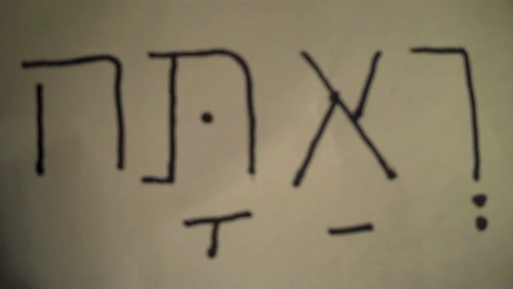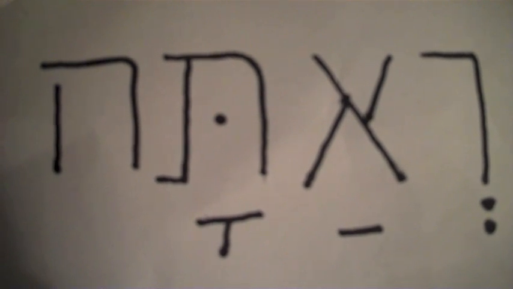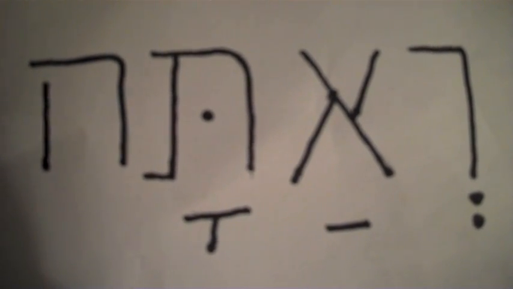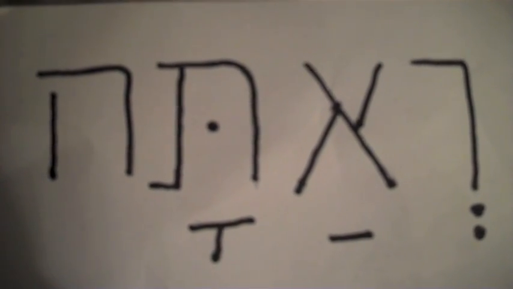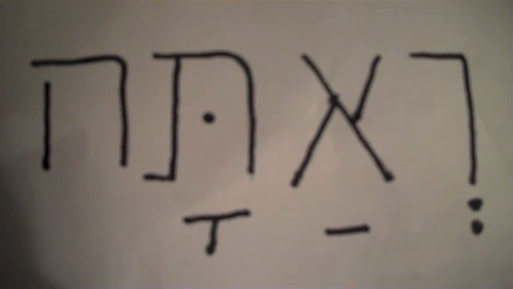Most of the time when you see the vav, it takes the place of the English word and. Here's an example. The Hebrew word masculine for you is ata. If you wanted to say and you in a Hebrew sentence, you would add the vav and make the word ve'ata, which means and you.